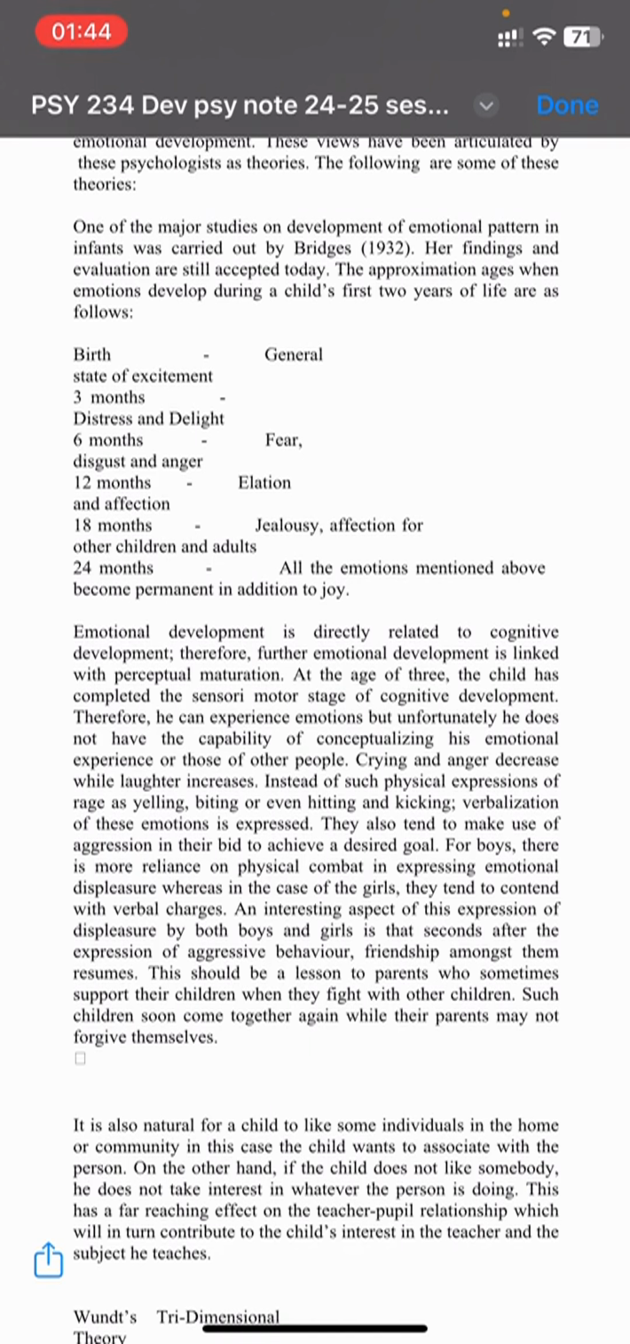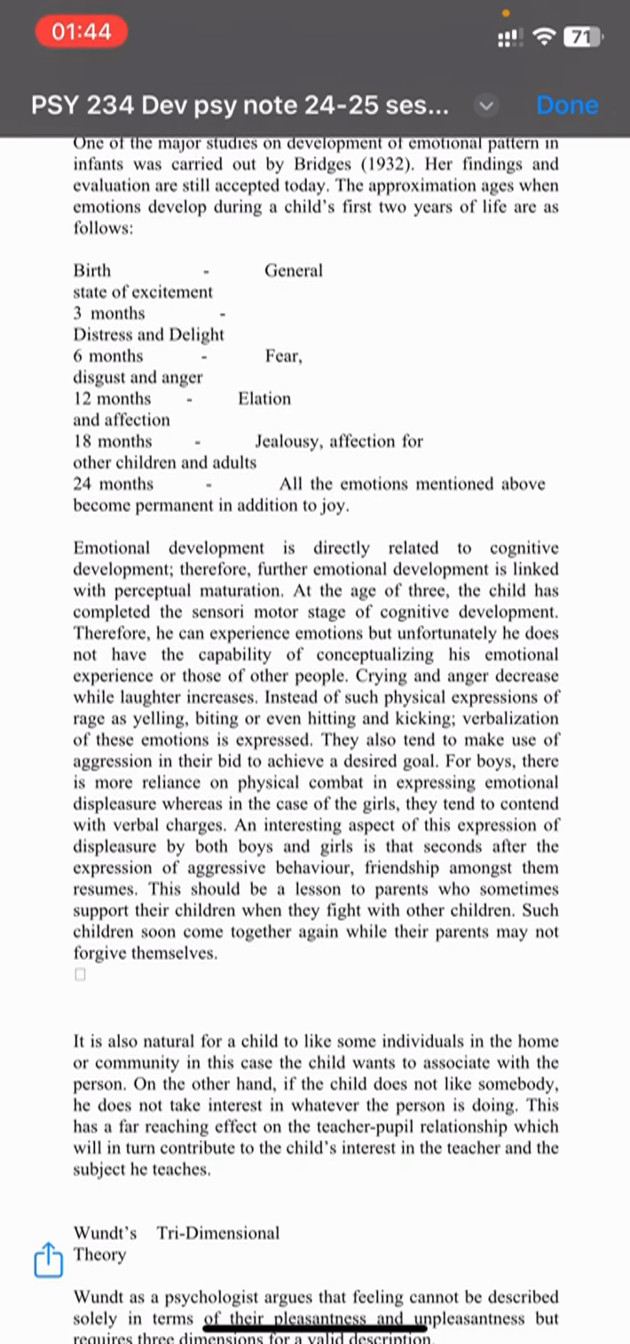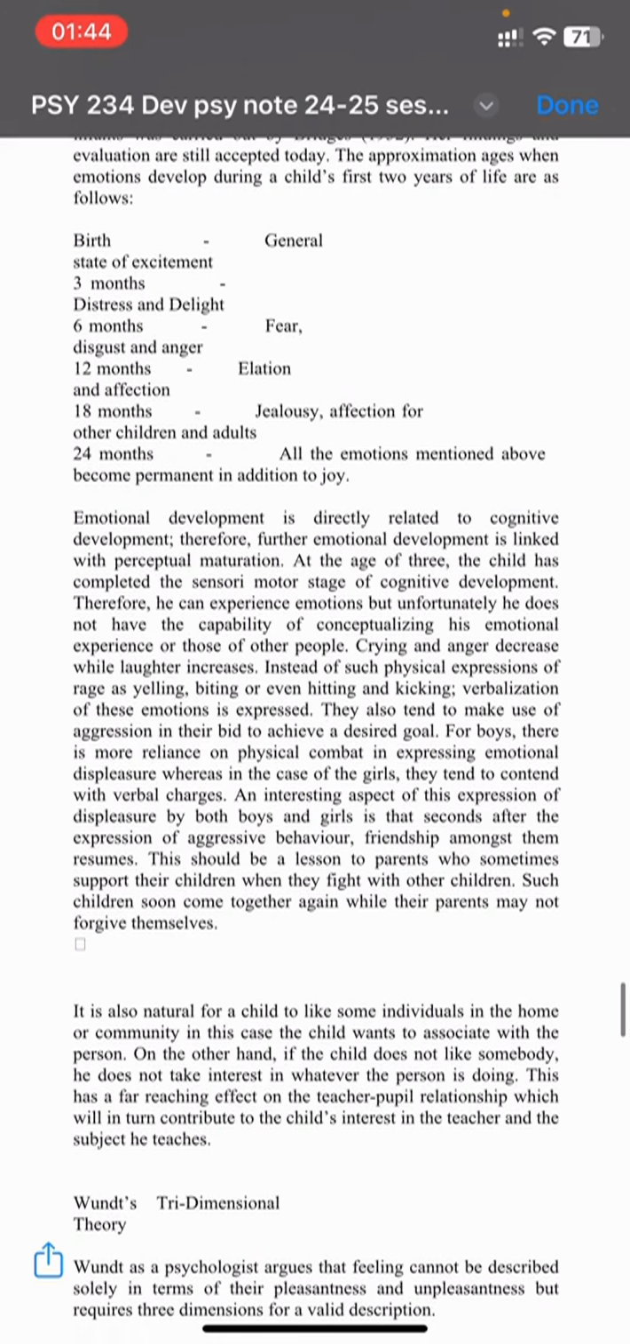Therefore, he can experience emotions, but unfortunately, he does not have the capability of conceptualizing his emotional experience or those of other people. So, he can experience these emotions, but he doesn't have the ability to express them to others or to understand the emotions of other people. That's at age 3. Now, crying and anger decrease while laughter increases. Instead of such physical expressions of rage as yelling, biting, or even hitting and kicking, verbalization of these emotions is expressed.